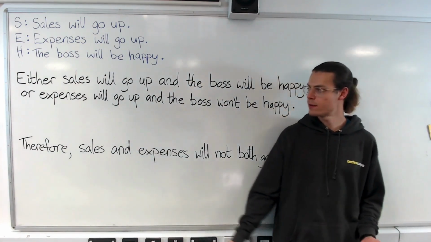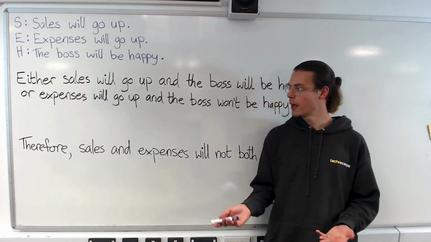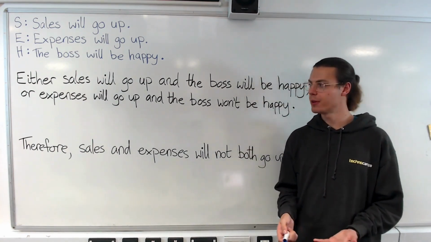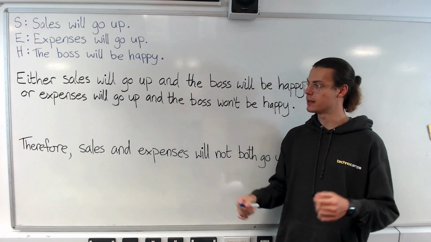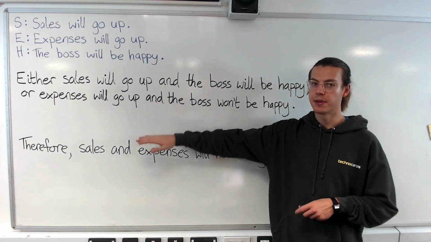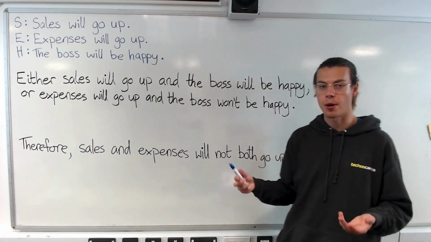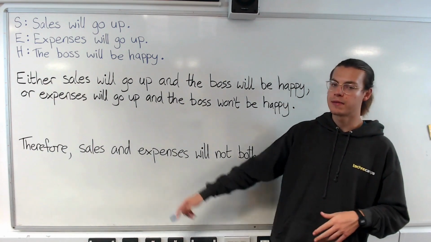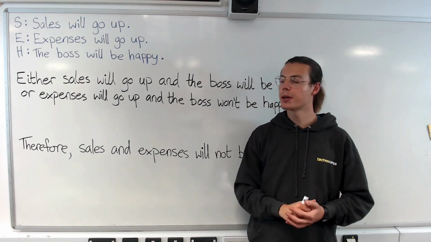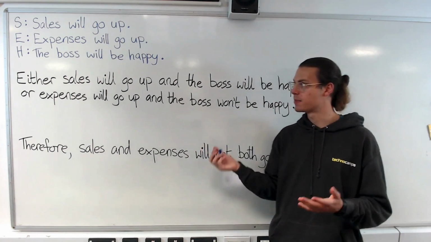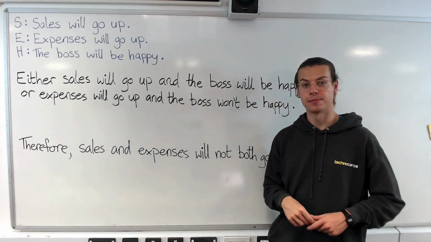In this exercise, we're given an argument. Our task is to formalize the argument, and by drawing an appropriate truth table, determine whether the argument is valid. And the first thing we need to do is to translate the statements of the argument into propositional logic. And to do this, we need some propositional variables. Now I've defined 3. S represents the statement sales will go up, E represents the statement expenses will go up, and H represents the statement the boss will be happy.